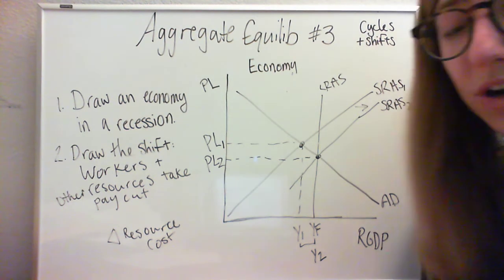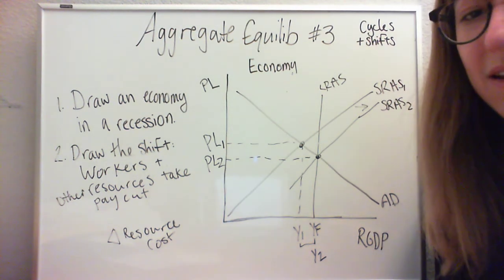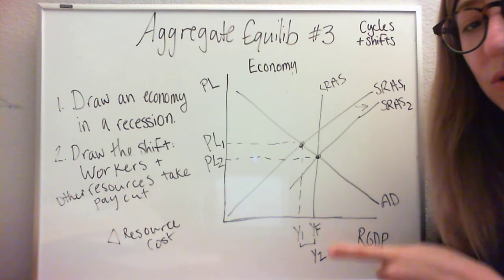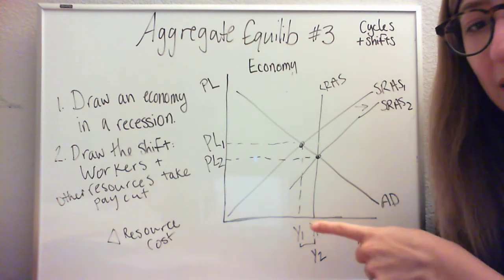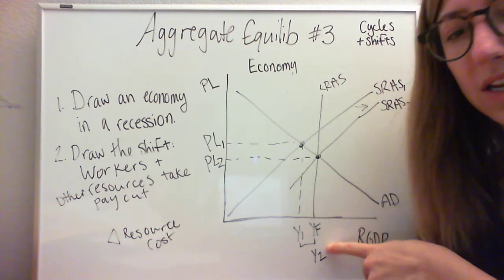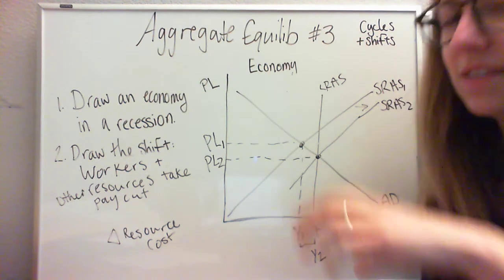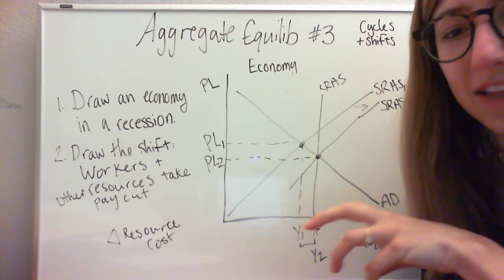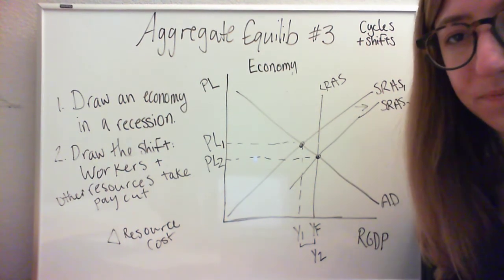Okay, so if the workers do take a pay cut, then production will go back to normal, so your SRAS2 will end up leading to Y2 being the same as YF, right? This is the classical long-run self-healing mechanism, okay?